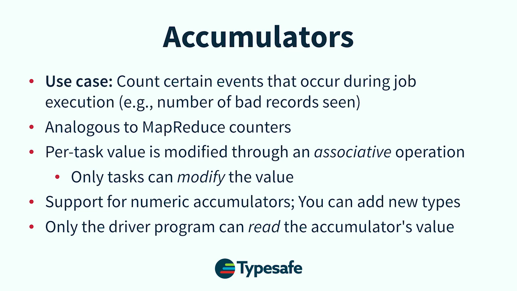Consider this use case. We want to count certain events that occur during job execution, such as the number of bad records we've seen. This is analogous to MapReduce counters. A per-task value is modified through an associative operation where grouping does not matter, and only tasks can modify this value. We have support for numeric accumulators, and we can add new types. Only the driver program can read the result of the accumulator's value.